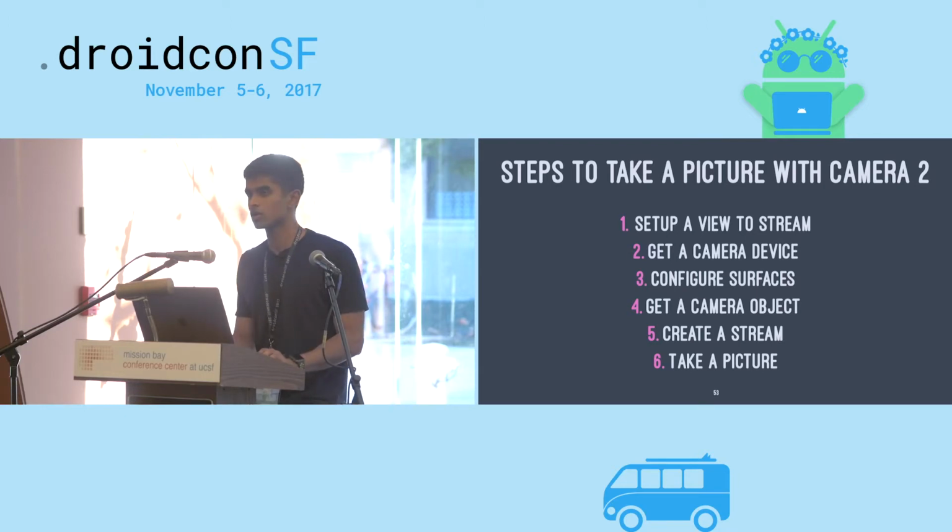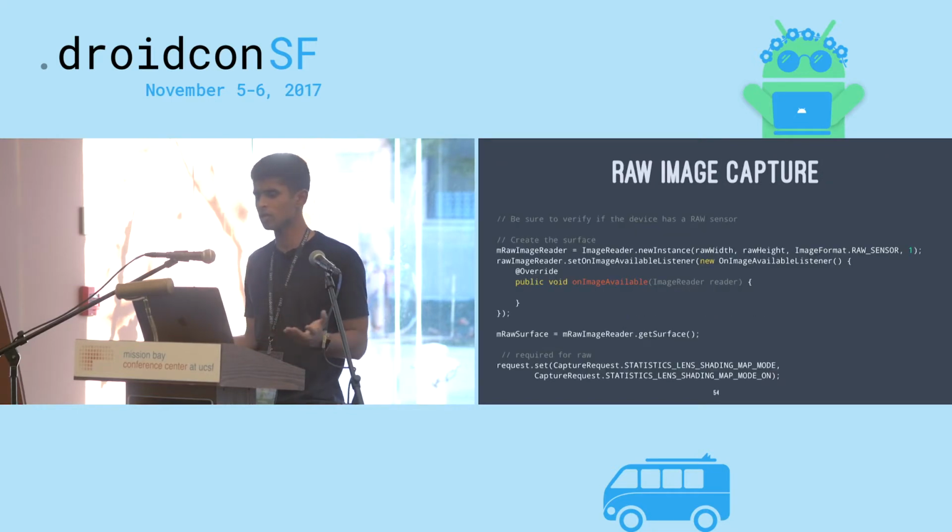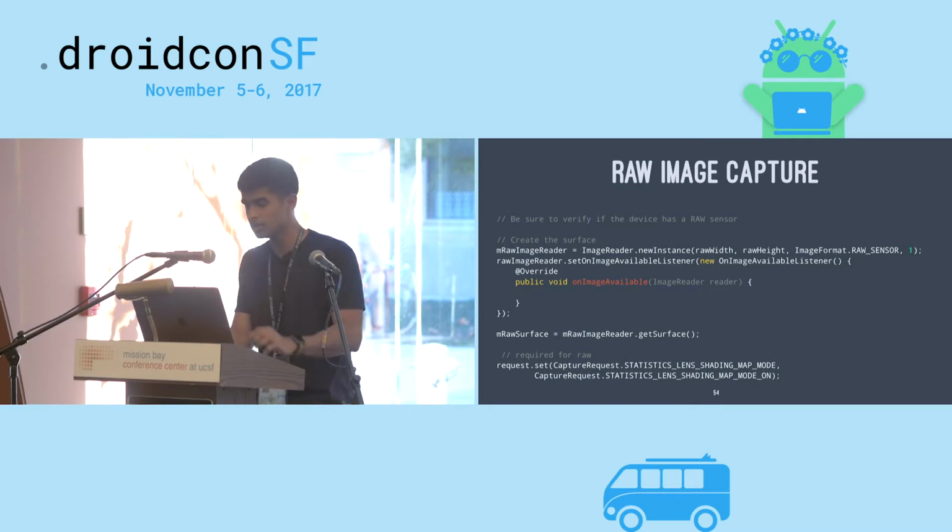Next, we want to talk about more advanced features like raw image capture. How many of you know what raw images are? Okay. Basically, what we got before are JPEGs. They're bright, sharper, and they're all processed. Raw images are basically raw camera sensor data and a lot more editable.